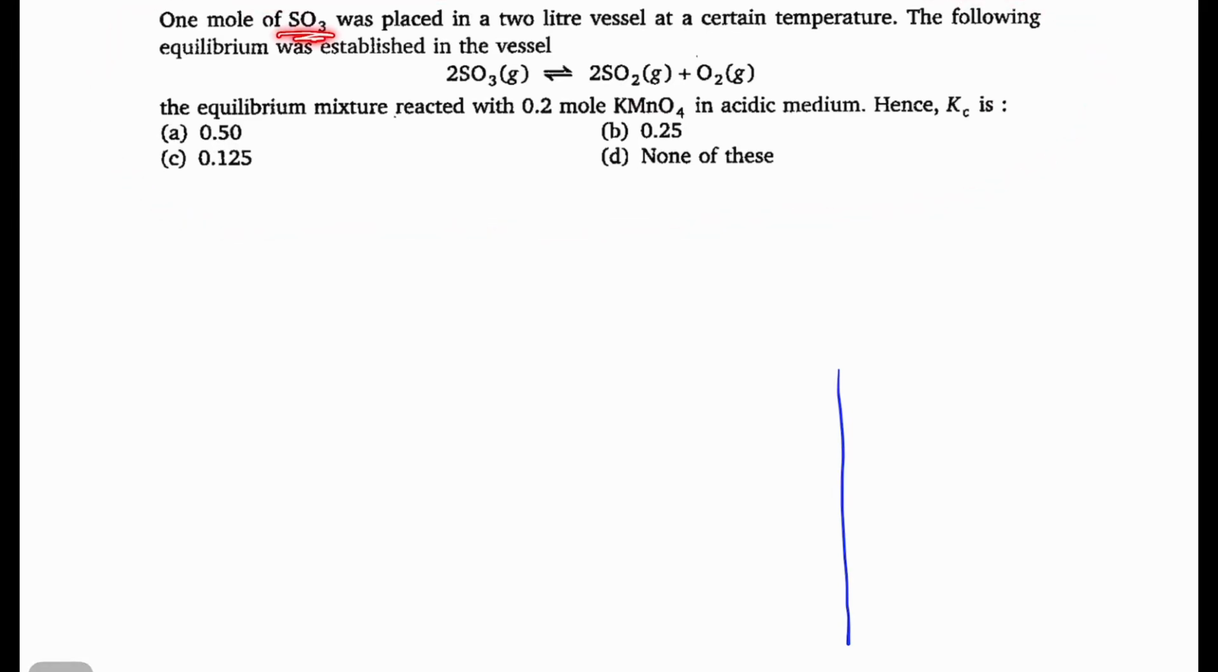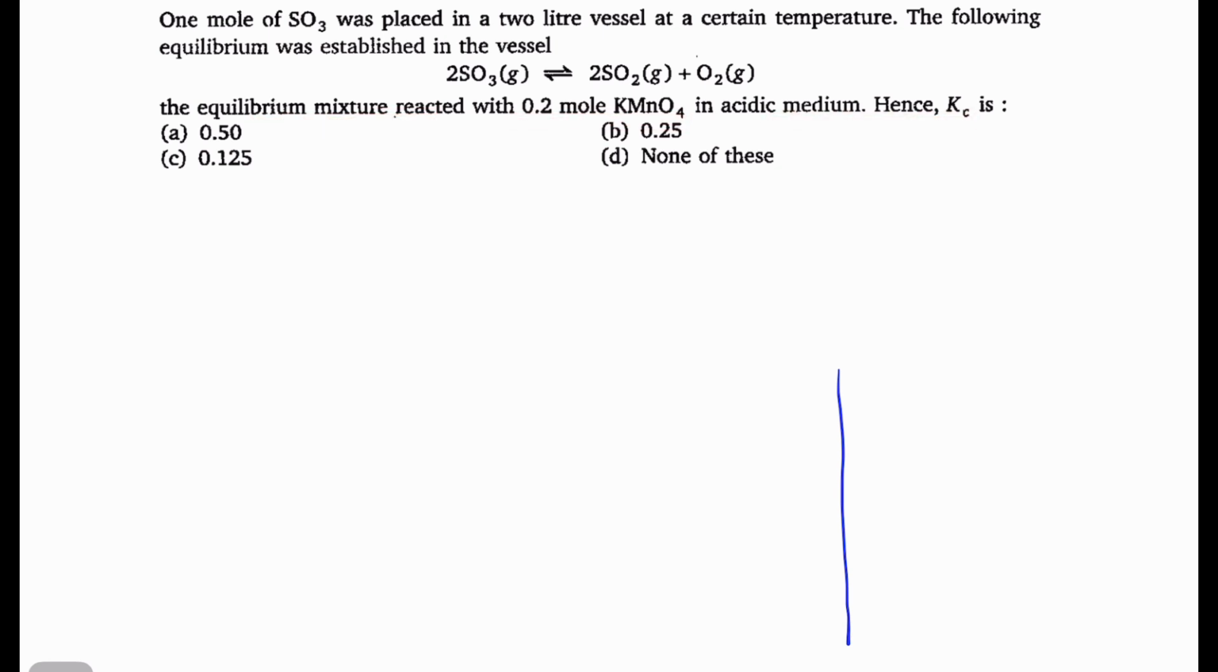1 mole of SO3 was placed in a 2-liter vessel at a certain temperature. The following equilibrium was established in the vessel: 2SO3(g) ⇌ 2SO2 + O2. The equilibrium mixture reacted with 0.2 mole of KMnO4 in acidic medium. Find the value of Kc.